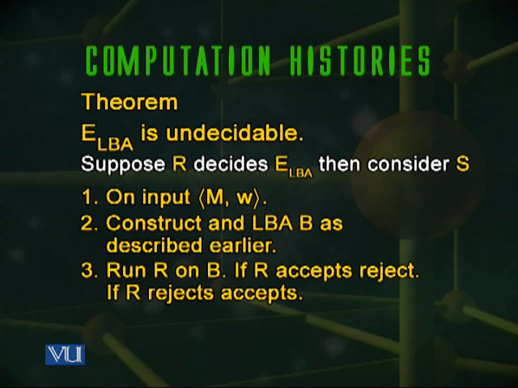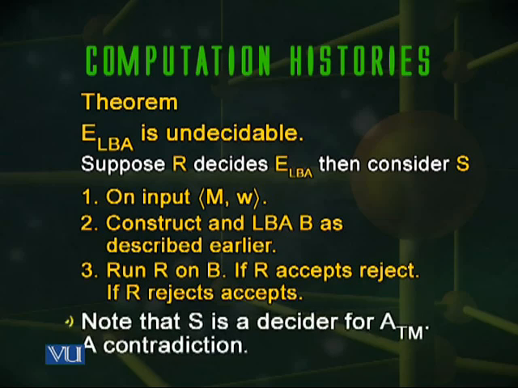On the other hand, if R rejects, then the language of B is non-empty, which means M accepts W and S can accept. So S is going to be a decider for ATM, which is a contradiction, and that shows that ELBA is also undecidable. As you can see, the emptiness problem for linear bounded automata is a difficult question. It is undecidable. You cannot make a Turing machine which can analyze a linear bounded automaton and tell you whether it accepts the empty language or not.